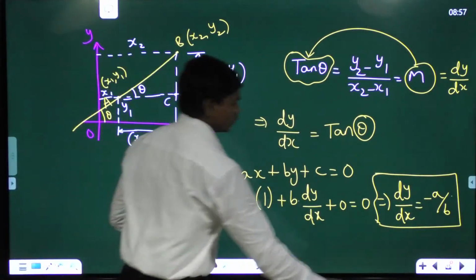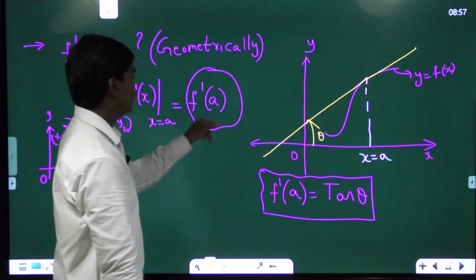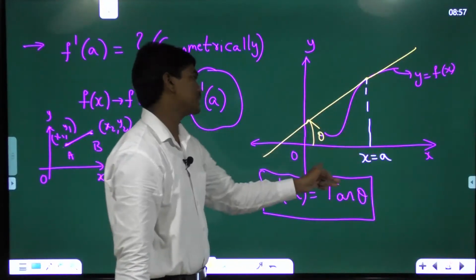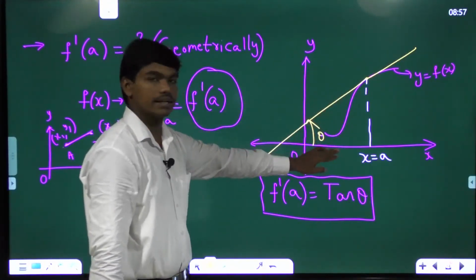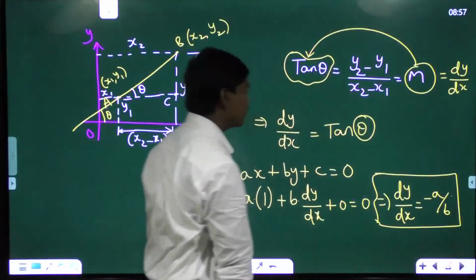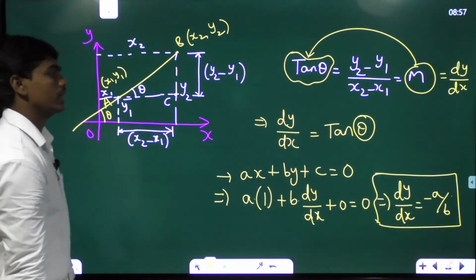So generally, what does this slope represent to you? This f dash, the derivative at any point, is nothing but the tan theta, where theta is the angle made by the line with the x-axis. Okay, I'll give you a moment. You can take all these things in a while.